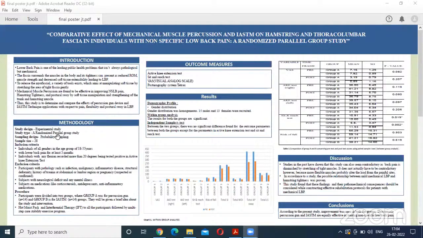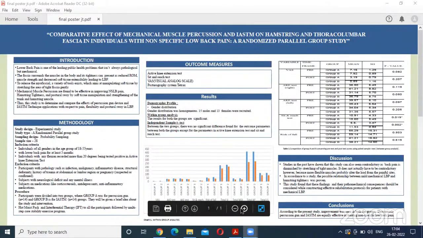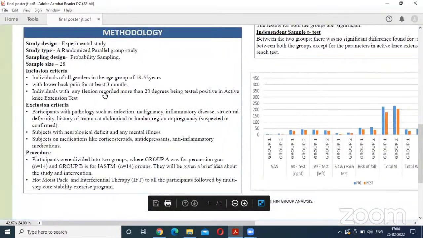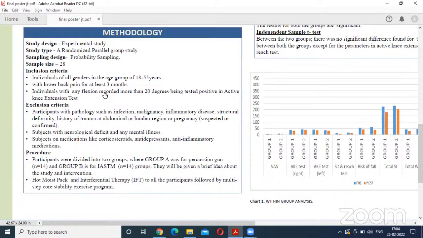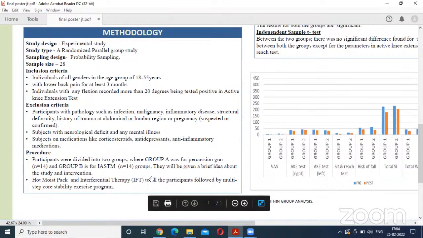Methodology: the study design is experimental, and the study type is a randomized parallel group study. The sample size is 28, with an inclusion criteria of individuals between 18 and 55 years old, having lower back pain for at least 3 months, and with knee flexion recorded more than 20 degrees in the active knee extension test. Exclusion criteria were participants with pathologies such as infection, inflammatory diseases, subjects with neurological deficit or any mental illnesses, and subjects on corticosteroid, antidepressant, and anti-inflammatory medication.